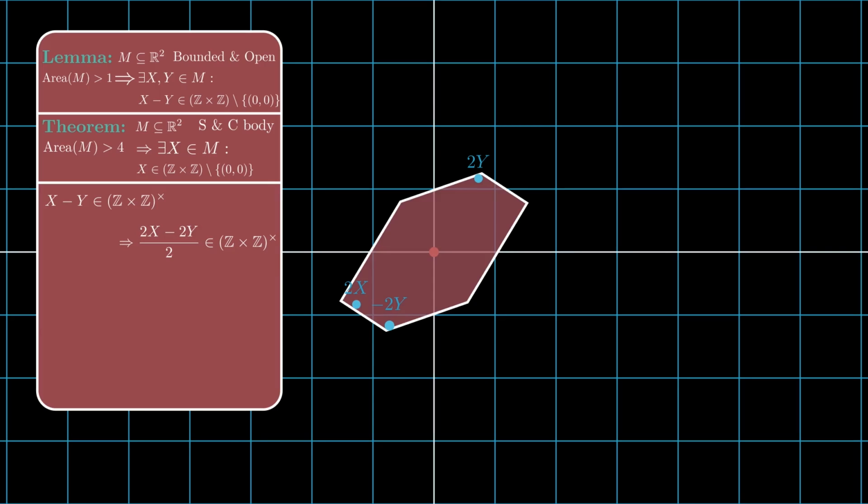But could we interpret it geometrically? We're in luck. Since the midpoint between a and b is a plus b over 2, we can interpret x minus y as the midpoint between 2x and minus 2y. 2x and minus 2y are in M, and since M is convex, we must have that their midpoint is in M. Thus, we've cooked up a non-zero integer point in M, and hence proven the theorem.